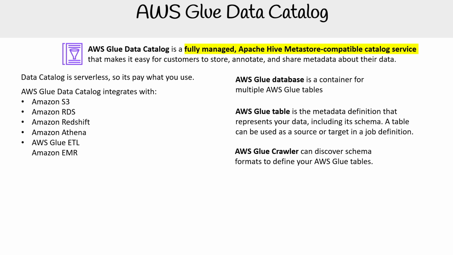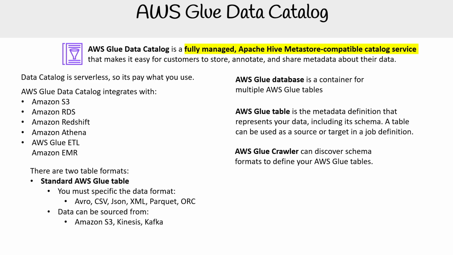Underneath, there is a subservice called AWS Glue Crawler, which is utilized for quickly creating Glue tables, since they are kind of a pain to create. There are two formats for these types of tables. The first is the standard AWS Glue table. This is the one that was around forever.